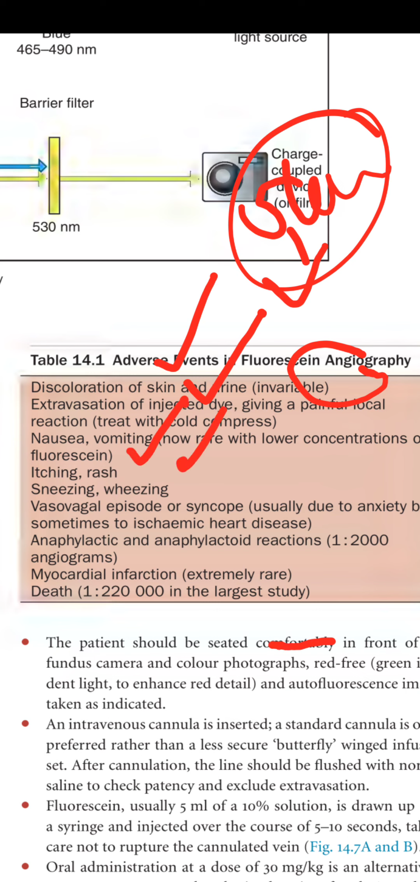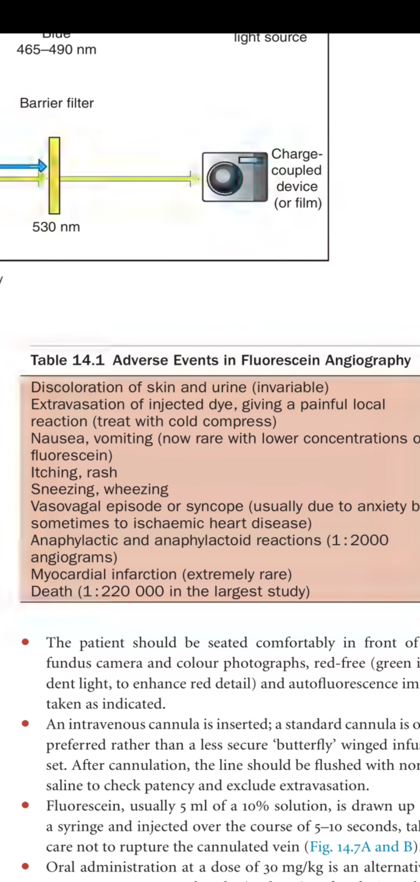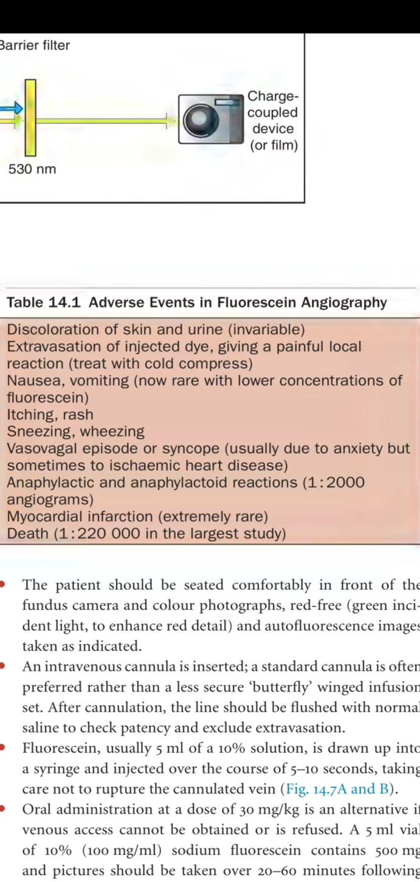There can be itching and rash, sneezing and wheezing. There can be a vasovagal episode or syncope, usually due to anxiety, but sometimes due to ischemic heart disease. Anaphylactic and anaphylactoid reactions occur in 1 in 2000 angiograms. Myocardial infarction is extremely rare. Death can also occur, 1 in 220,000 in a larger study.